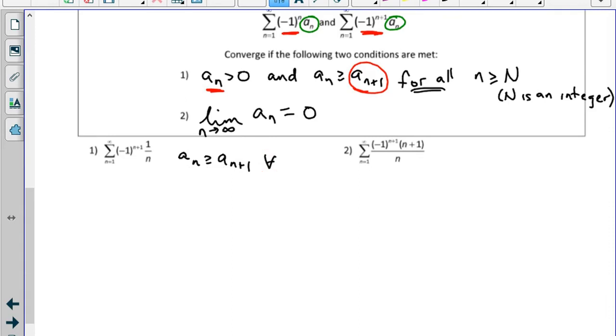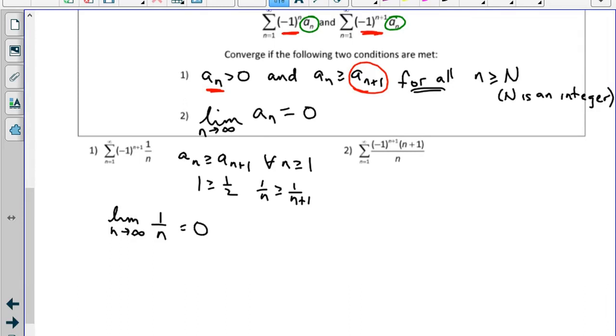That means for all. Okay, so for all n greater than or equal to 1, we know that's true because if n is 1, that's greater than or equal to 1/2. And then we have 1 over n for all n continuing is definitely greater than or equal to 1 over n plus 1. So that works for all n greater than or equal to 1. Then let's take the limit. So the limit as n goes to infinity of 1 over n, that is equal to 0.